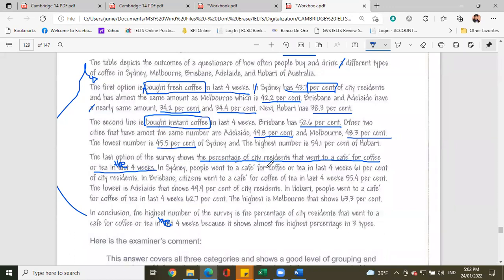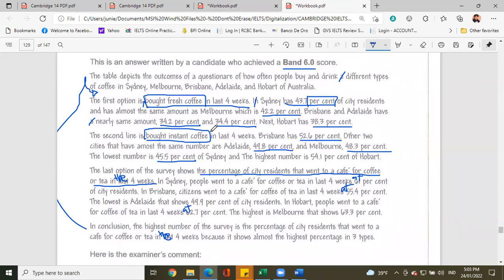In Sydney, people went to a cafe for coffee or tea in the last 4 weeks, at 61% of city residents. In Brisbane, citizens went to a cafe for coffee or tea in the last 4 weeks. Parang every sentence, guys, may mali siya. The lowest Adelaide. It shows 49.9% of city residents. In Hobart, people went to a cafe for coffee and tea in the last 4 weeks, 62.7. The highest is Melbourne that shows 63.3%. So yun, typically pag nakakita ako ng 6 sa taas 1, grammar yun. It's a grammar problem. Pero pag nakakita ako ng 6 sa taas 2, cardinal rule 2 error yun, which we will discuss later.